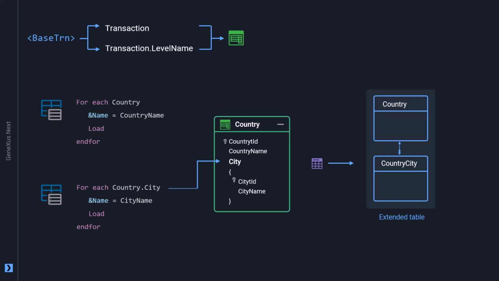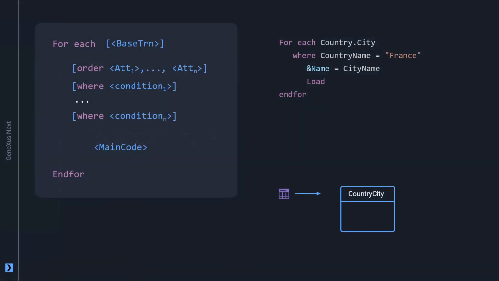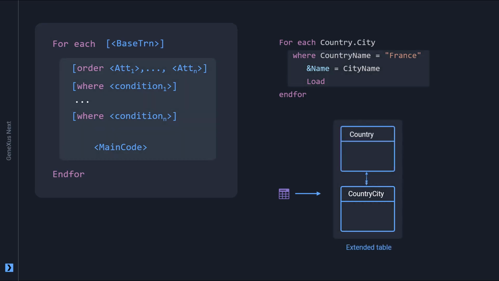For example, we could display only cities in France like this. The table run through will be country city, but its records will be filtered according to the value of the country name in the country table. This last example makes it clear that all attributes found in these clauses and in the main code must necessarily belong to the extended table of the base table to be run through.